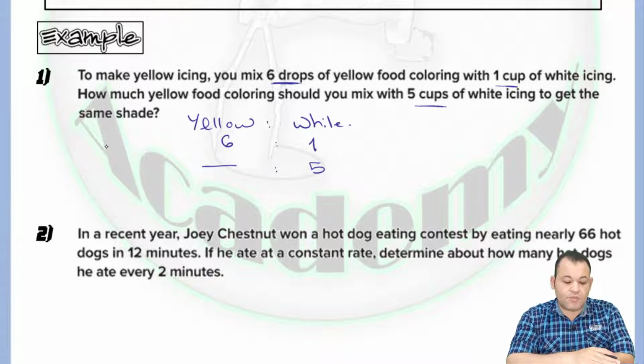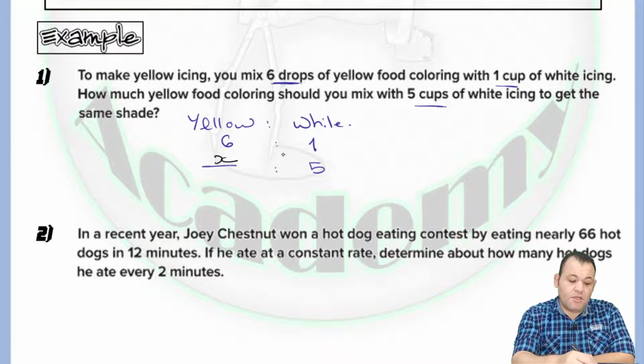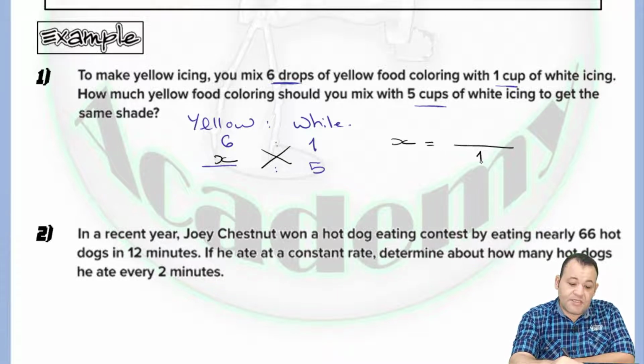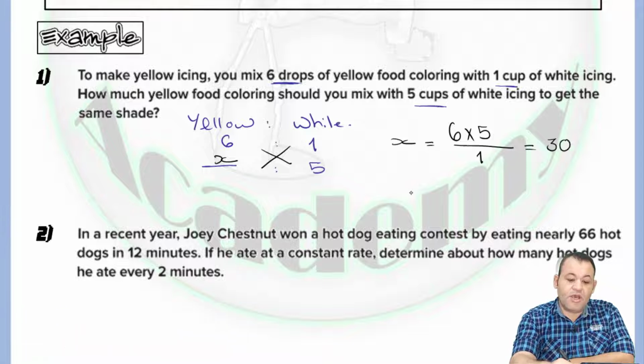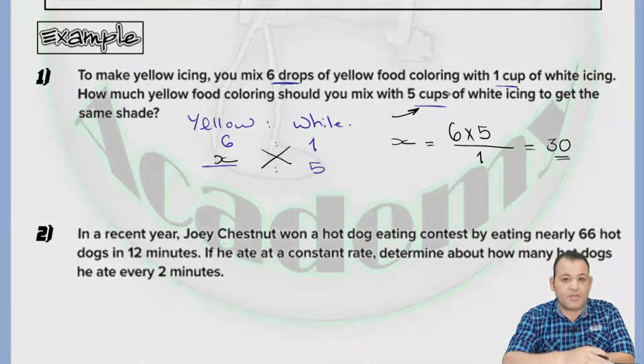How can we solve this question? We can define the missing term with x. So we have 3 terms and 1 missing, and we can use cross multiplication to find the value of x. x represents the number of drops of yellow food coloring. The number that is multiplied with x, which is 1, will be written down, and the two numbers will be multiplied together, which is 6 multiplied by 5, will be up. So 6 multiplied by 5 divided by 1 equals 30. That means we need 30 drops of yellow food coloring if we use 5 cups of white icing.